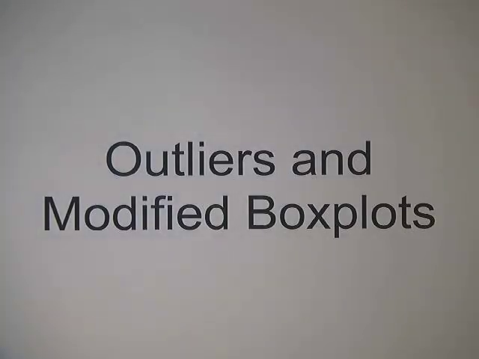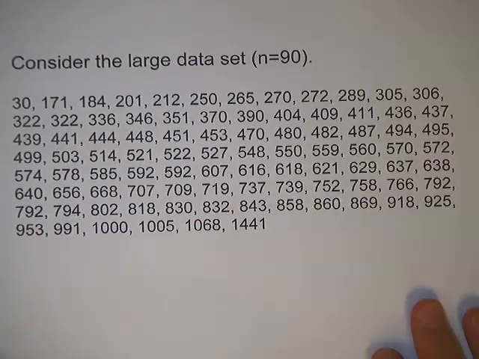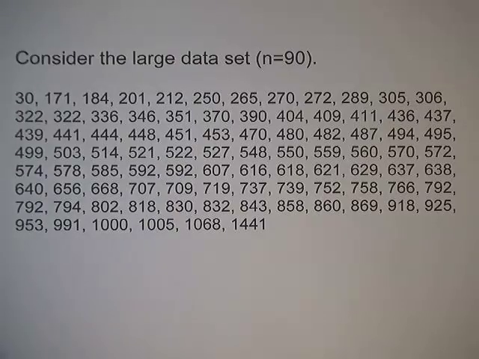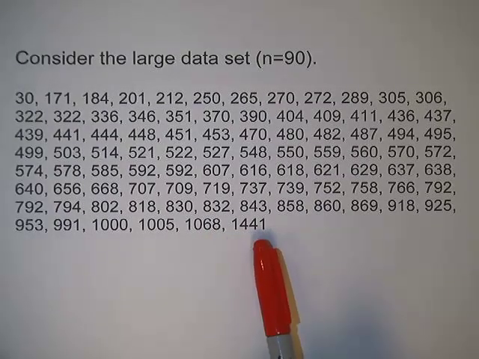Hi, this tutorial covers outliers and modified box plots. So let's start with a data set. Okay, pretty large data set, n is equal to 90, so there are 90 data values here. Couple notable things about the data set. Minimum is 30, maximum is 1441.